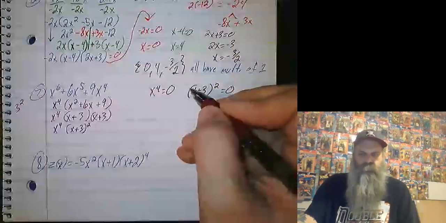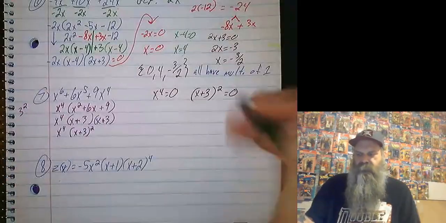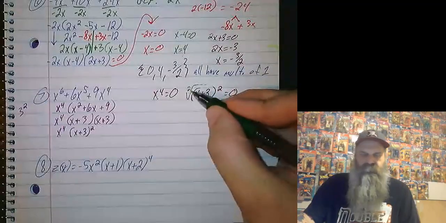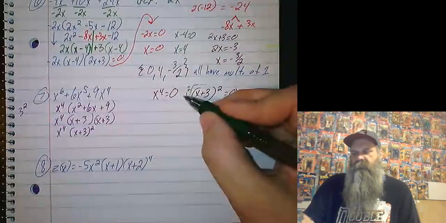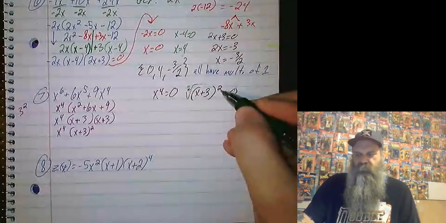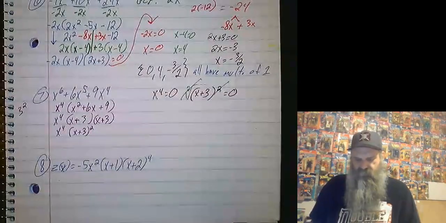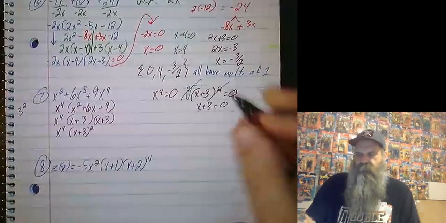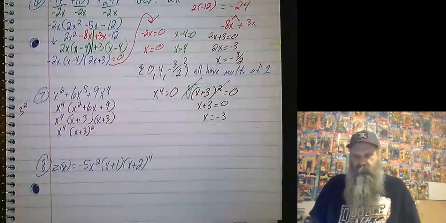Here, you could take the fourth root. It's probably easier to understand on the x plus 3 squared. Here, we take the square root. You usually don't write the 2 when it's a square root, but the index of the root we're taking matches the exponent, so they cancel out, leaving us with just x plus 3 equals 0 as a solution. X equals negative 3.